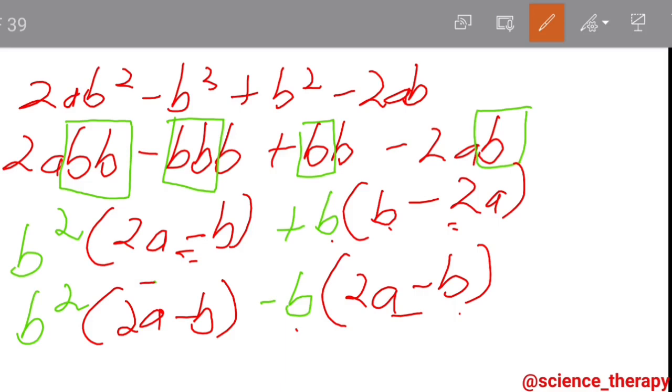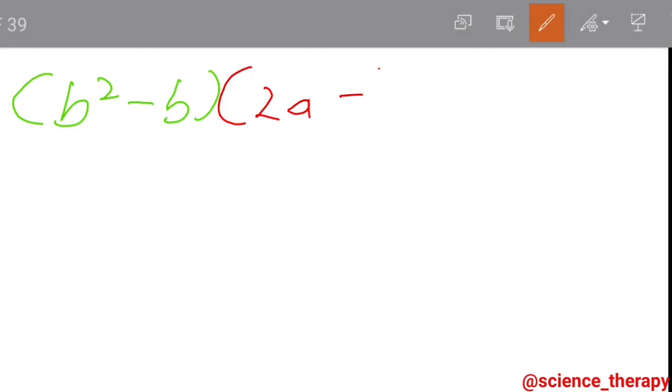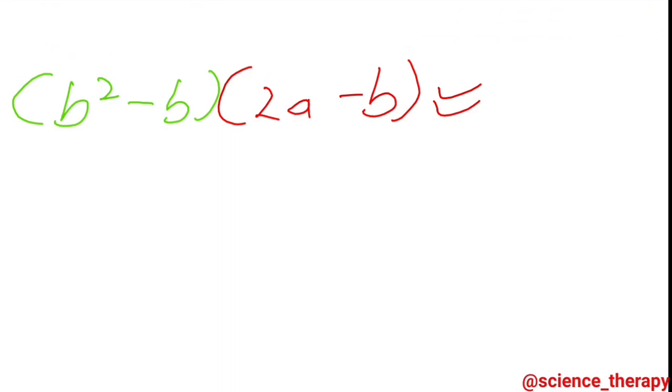Let's write our answers out. Now, to start with that other one, we have b squared minus b. And then what is our common factor now? We have 2a. Is it plus or minus? It's minus. Minus b. And that's your solution. Awesome. Now let's go to another one.